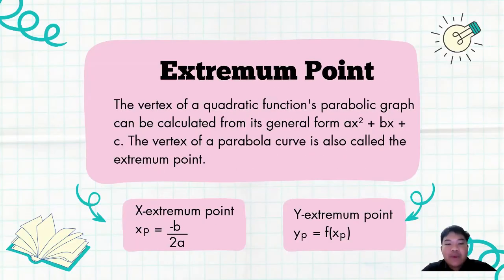The highest or lowest point of a parabola is called the vertex or extremum point. To find the x-coordinate of the vertex, we use the formula x sub p equals negative b over 2a. After finding x sub p, we substitute it into the function to obtain y sub p. Next, y sub p equals f of x sub p. The vertex is important because it tells us the maximum or minimum value of the quadratic function.